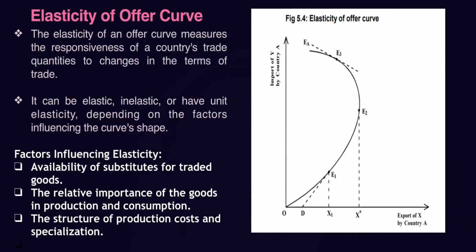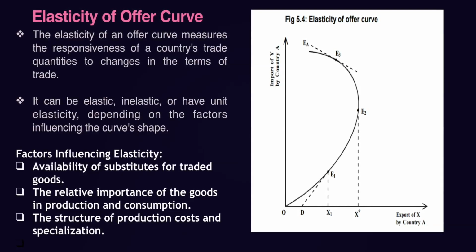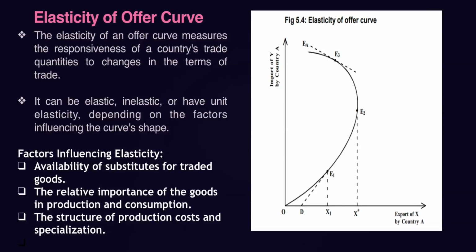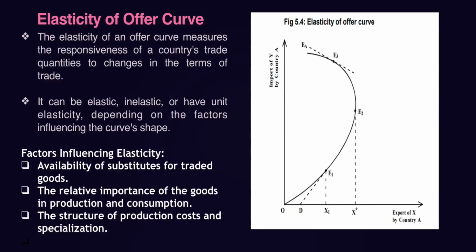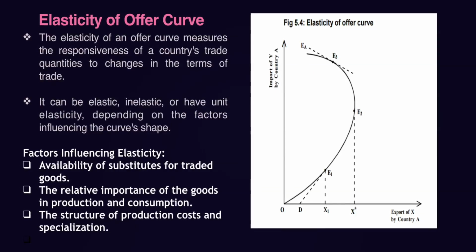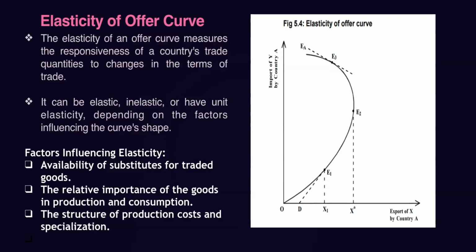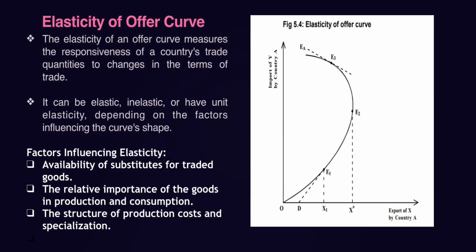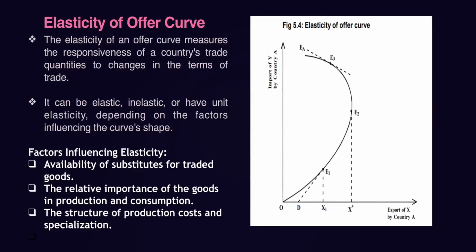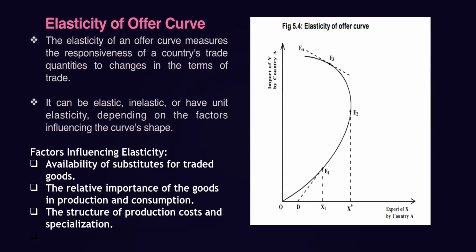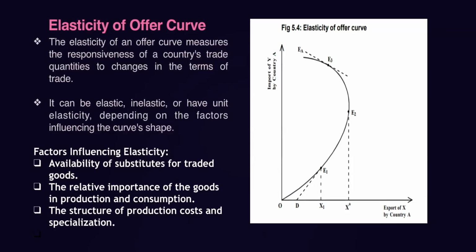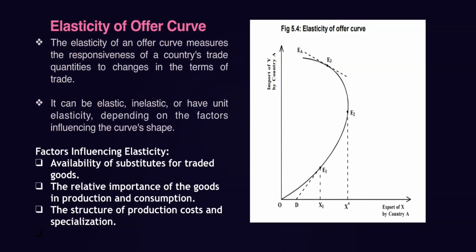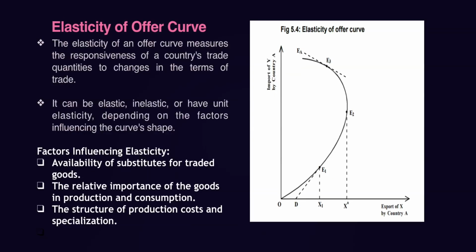Let us now consider the following diagram, where export of commodity X by country A is plotted along the horizontal axis and import of commodity Y by country A is plotted along the vertical axis. Thus, the elasticity of offer curve is shown in diagram 5.4. OFA is the offer curve for country A. Let E1 be any point on the offer curve in the upward rising, positively sloped path. Let DE1 be a tangent to the offer curve at point E1. Here at point E1, quantity of X is OX1, and Y is E1X1. Therefore, the above formula for elasticity of offer curve is given as follows.